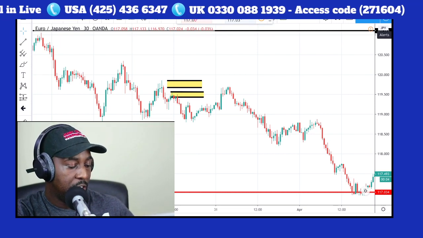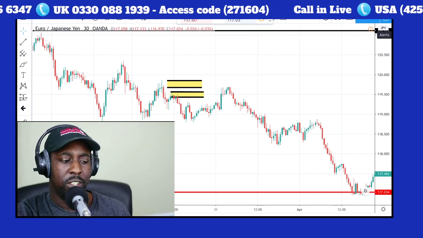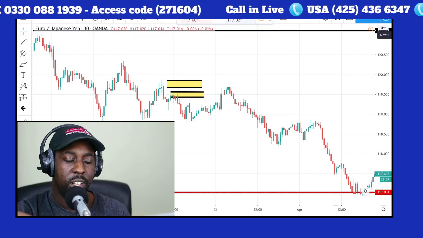Now, when we continue looking at this, let's talk about this a bit further. And I'll just say this as well. Obviously, the charts I'm using, for those of you interested, are TradingView.